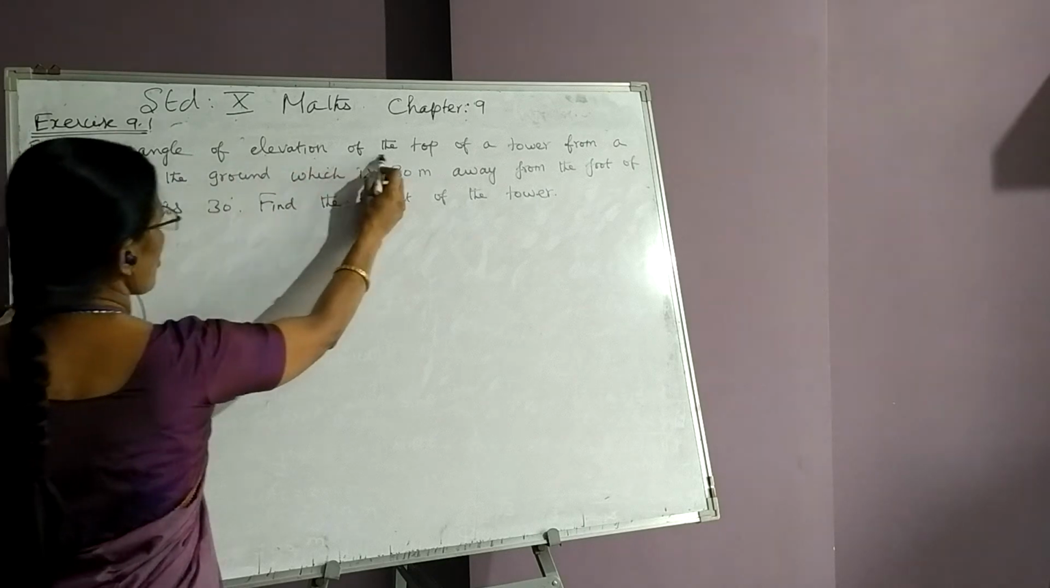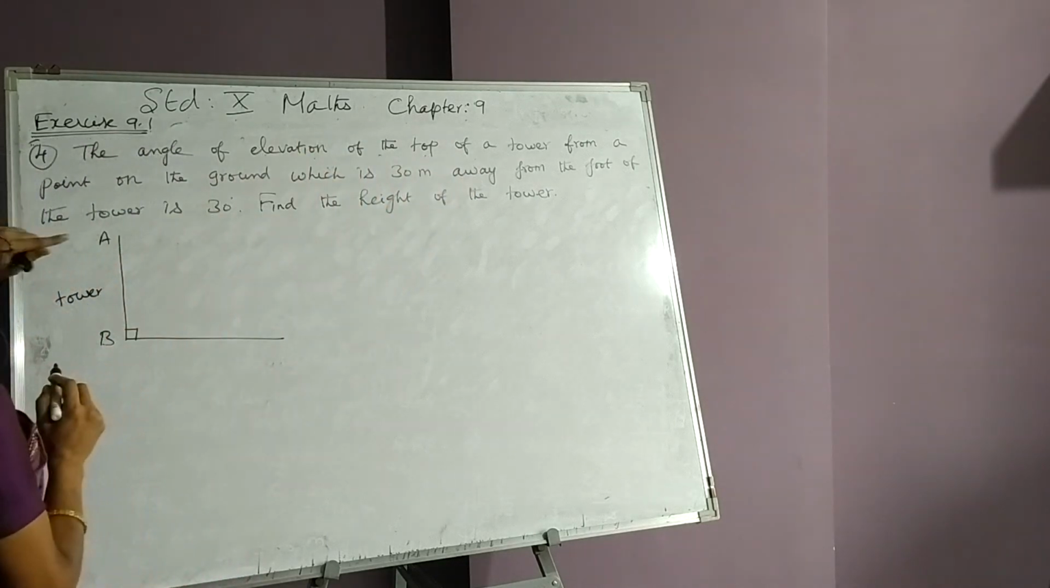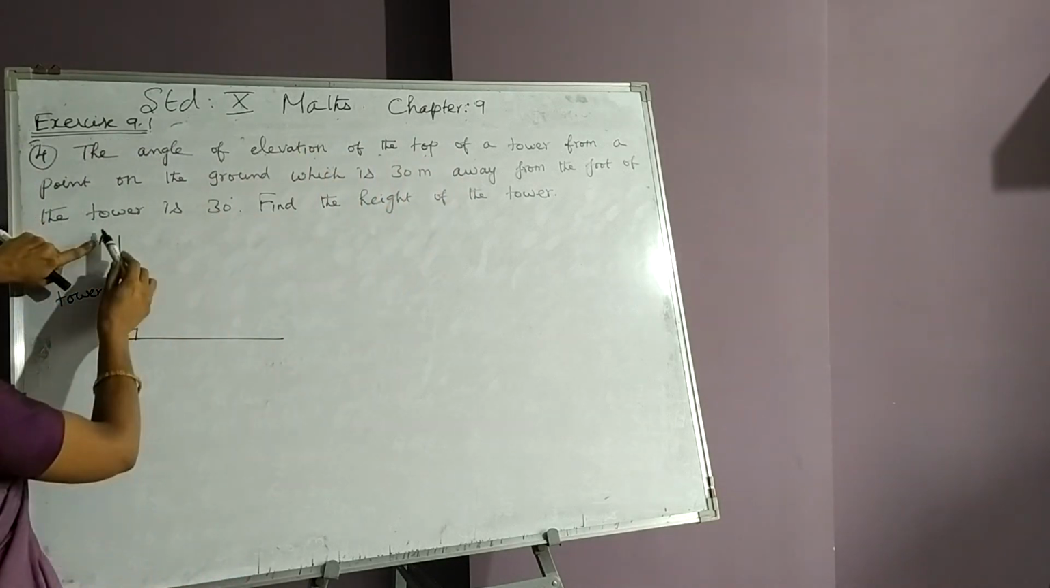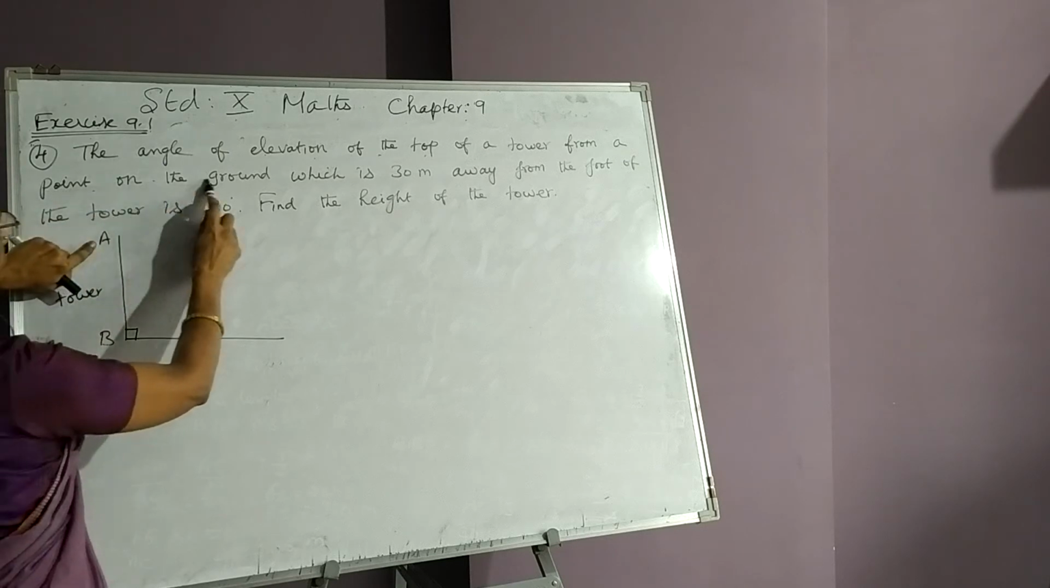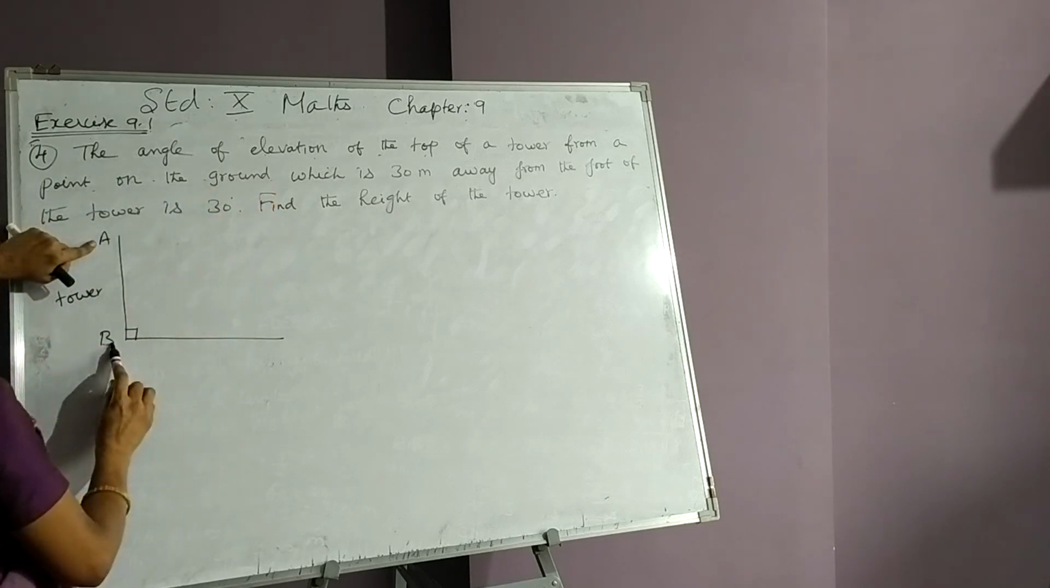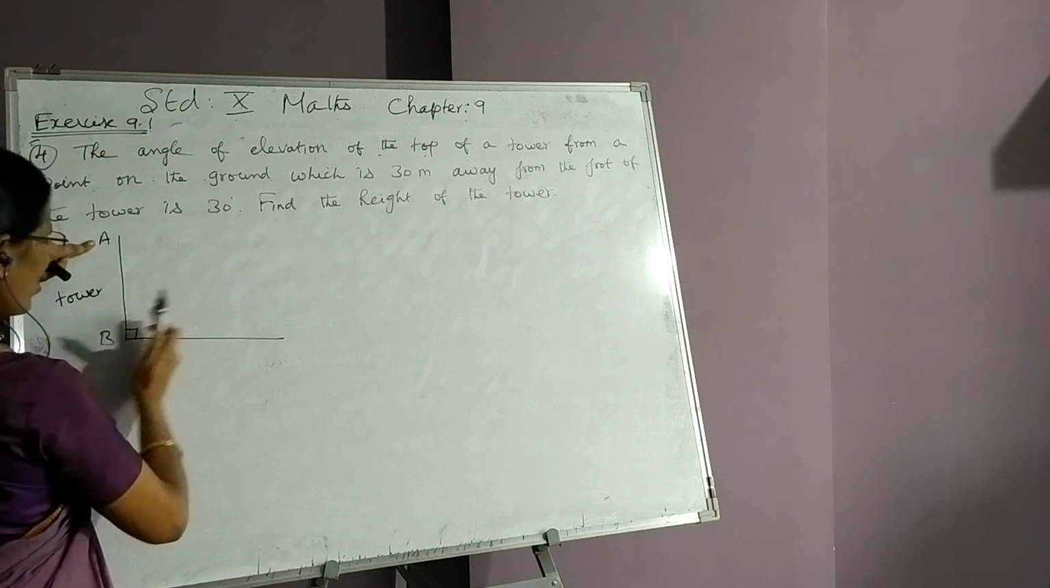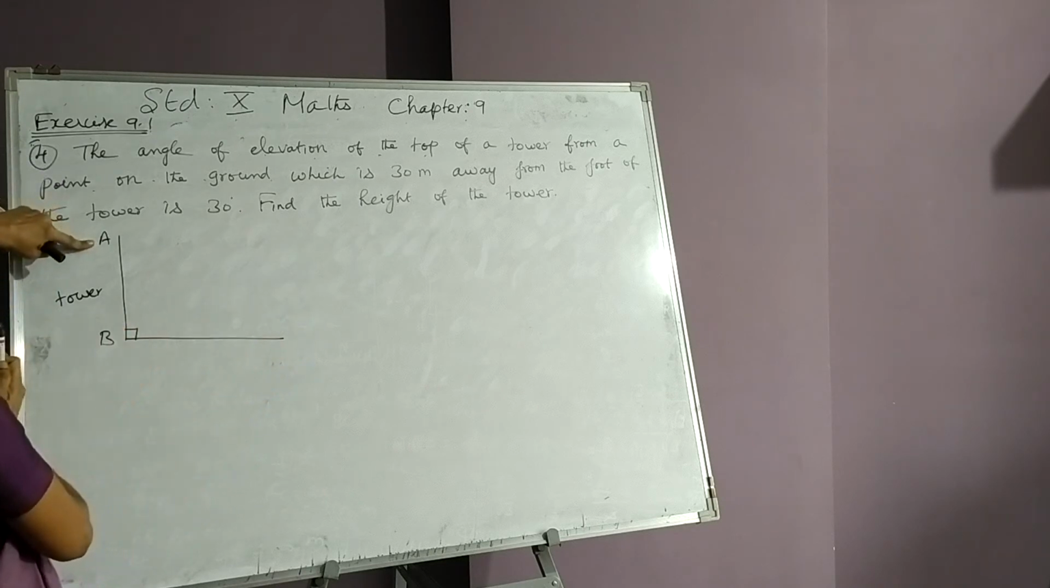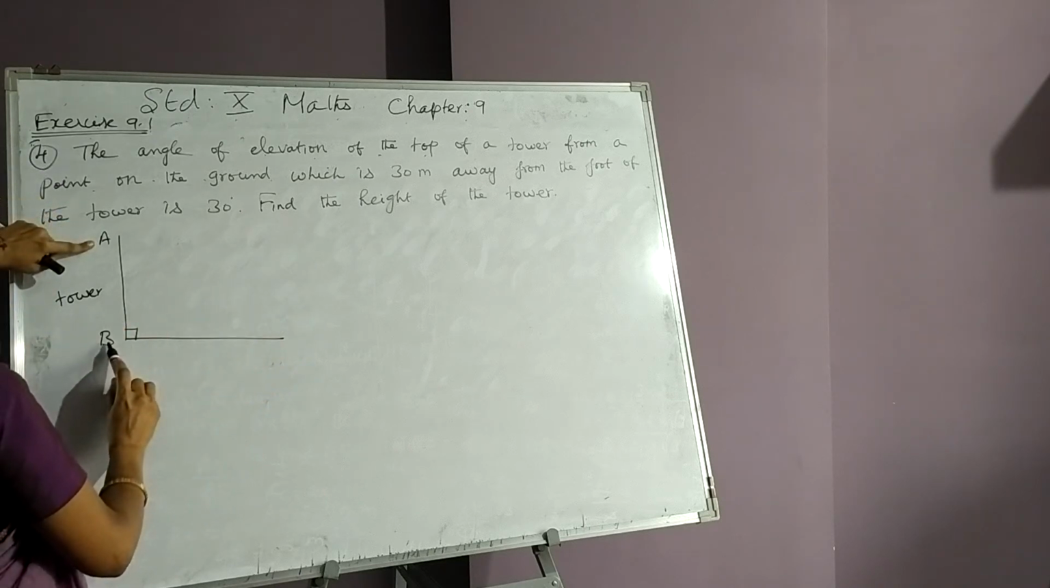The elevation of the top of the tower. Which is the top of the tower? A. A is observed from a point on the ground. B is the point on the ground. So on this line, either we can take this side or we can take this side. But it is at the level of B. B is the foot of the tower which is on the ground.